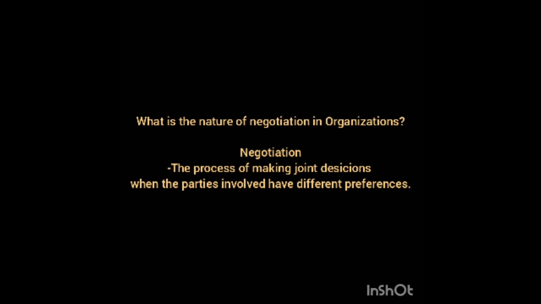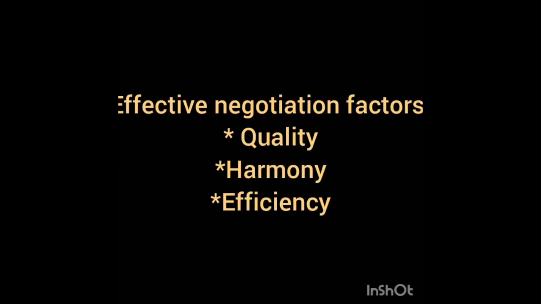Next is negotiation. What is the nature of negotiation in organizations? Negotiation is the process of making joint decisions when the parties involved have different preferences. Effective negotiation factors. Quality: negotiation results offer a quality agreement that is wise and satisfactory to all sides.